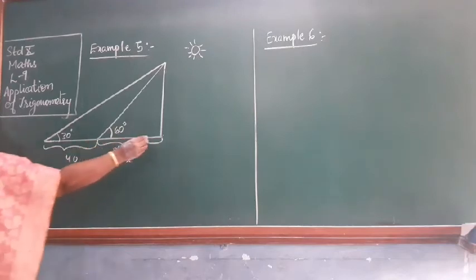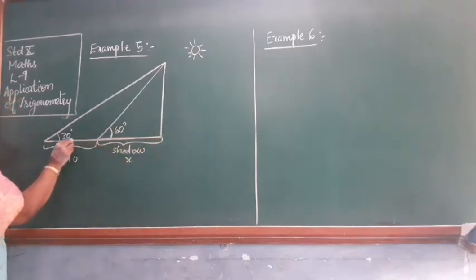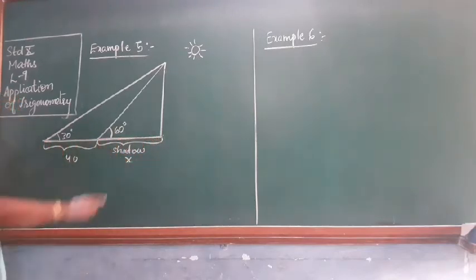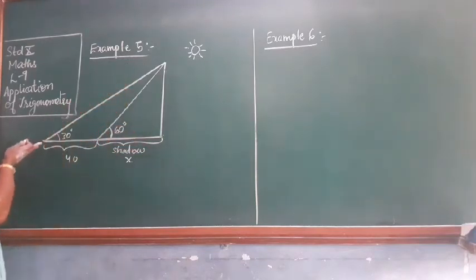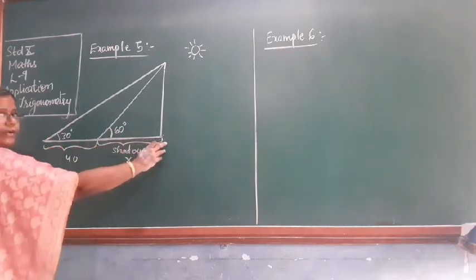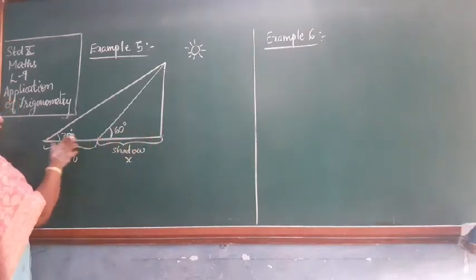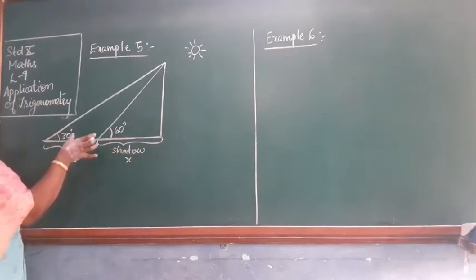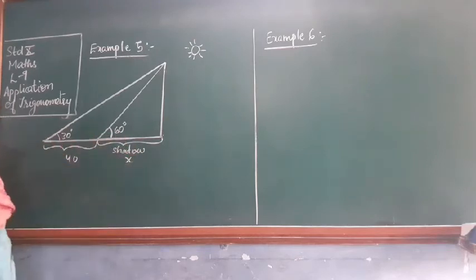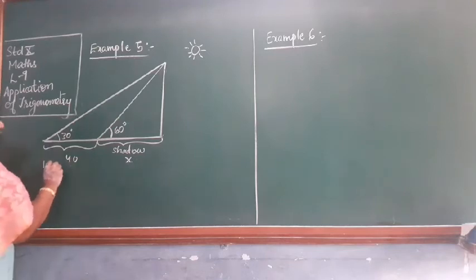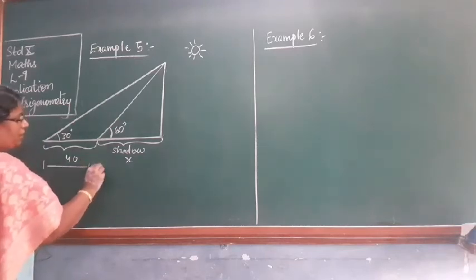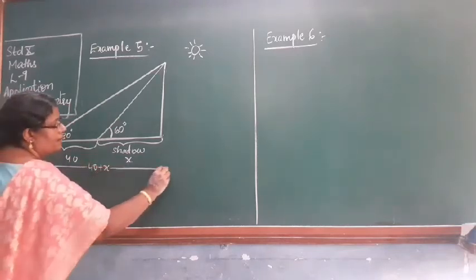So how much has the shadow become now? This is the full shadow of this tower when the angle with the ground has become 30 degrees. So this is the full shadow. But now the length of the shadow is 40 more than what it was earlier. So now the length of the shadow is 40 plus x.